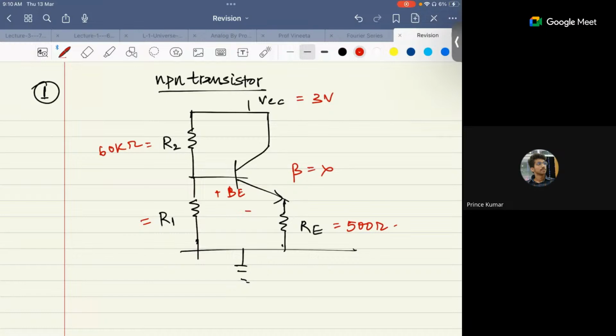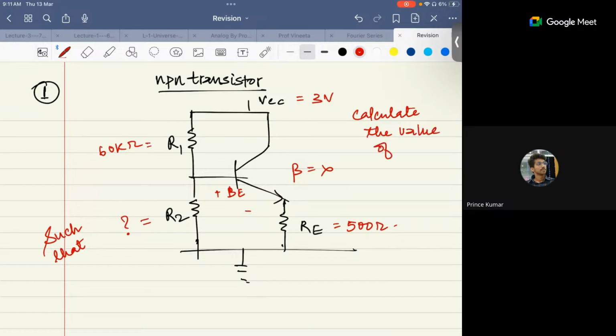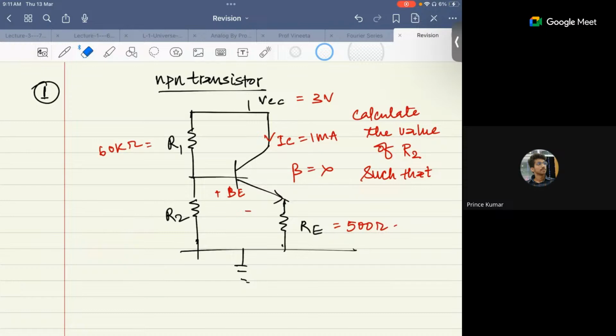That means there is no base current. Now we have to calculate the value of R2 such that the IC current is 1 milliampere. See, this type of problem will be there, okay?